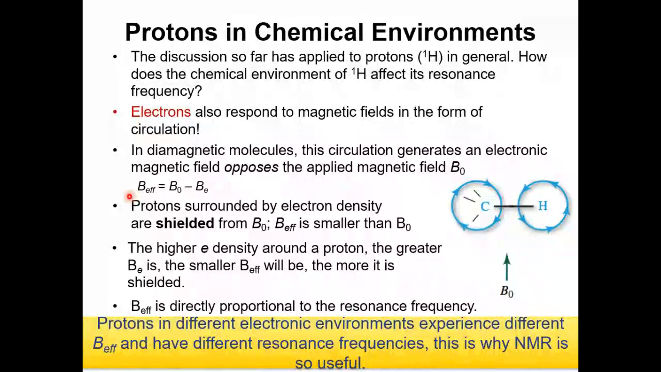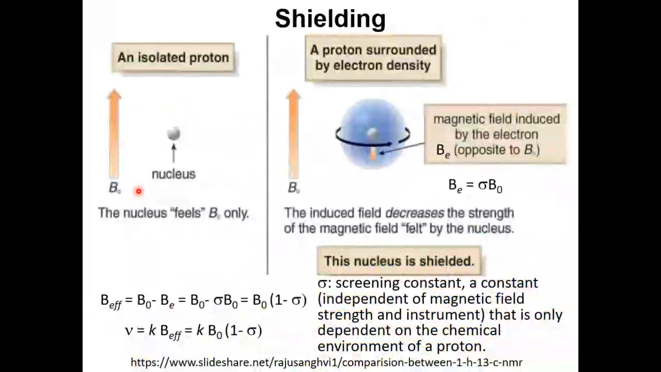Okay? So then the most important relationship is: the higher the electron density you have around the proton, the lower the resonance frequency will become, because the higher the electron density is, the greater this BE will be, because you have more electrons circulating under the influence of the magnetic field. So this one will be greater, okay? This one is fixed, so the effective field will be weaker. If this one is weaker, the resonance frequency becomes lower, okay? So this is the most important concept in proton NMR.